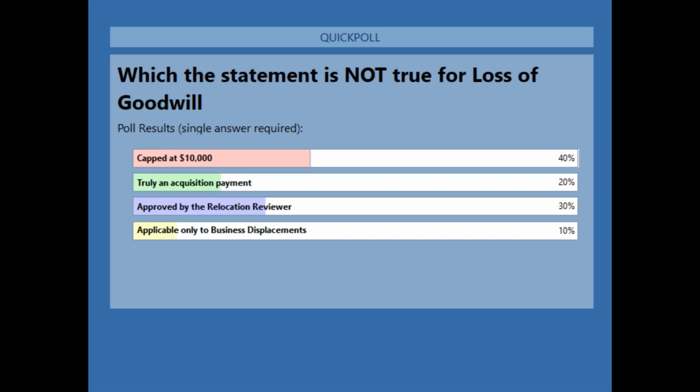C is not true because it's not approved by the relocation reviewer. It is approved by a panel of 3 in central office. And D is true because it applies to business displacements.